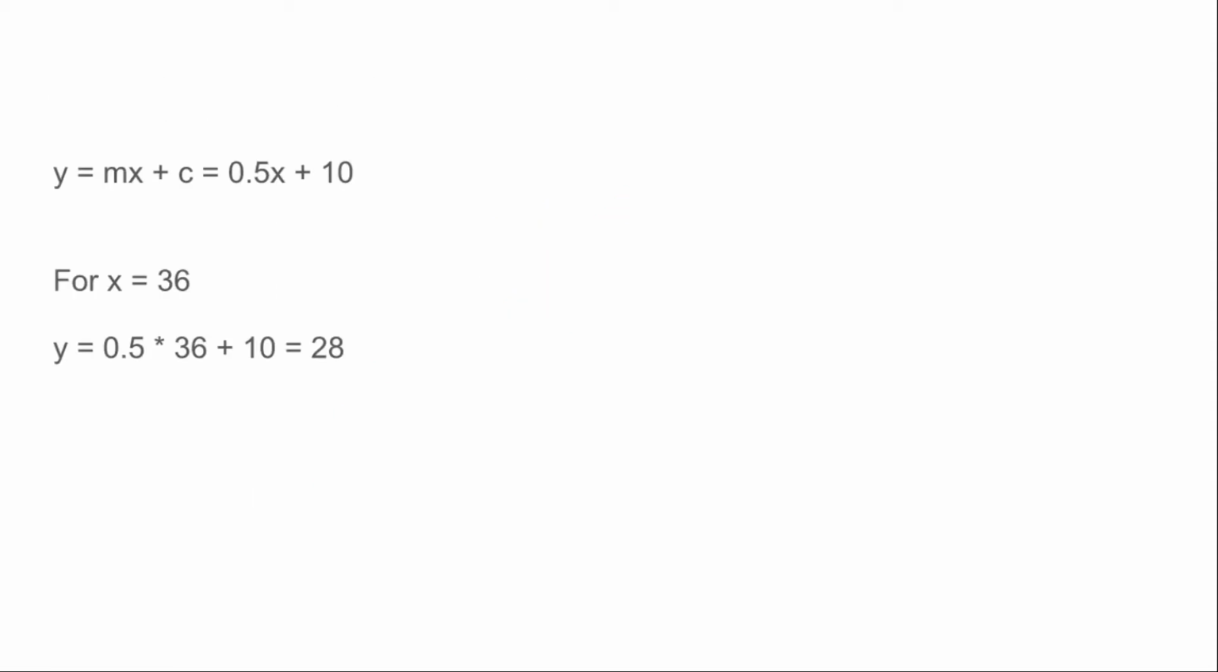Let's suppose we have calculated the slope, which is 0.5, and the y-intercept is 10, and let's suppose for 36 friends we want to estimate how many likes we'll get. Let's put x in this equation. After that, we will get around 28 likes.